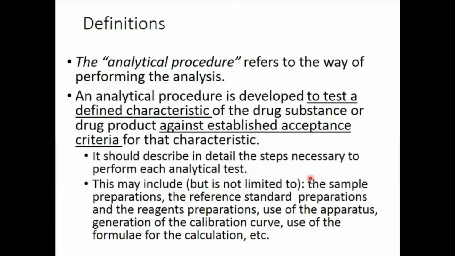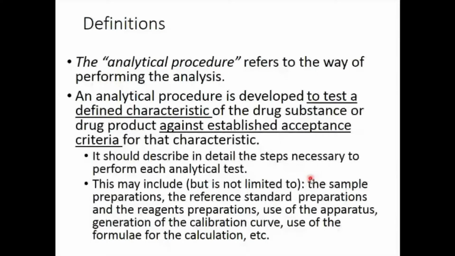So what will we call an analytical procedure? The analytical procedure refers to the way of performing the analysis. How we will perform the analysis, that way is called the analytical procedure. An analytical procedure is developed to test a definite characteristic of the drug substance or the drug product against established acceptance criteria for that characteristic. Now, this is the definition. It has got three parts.